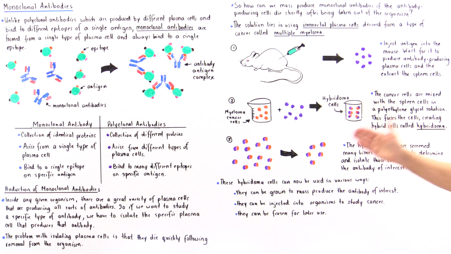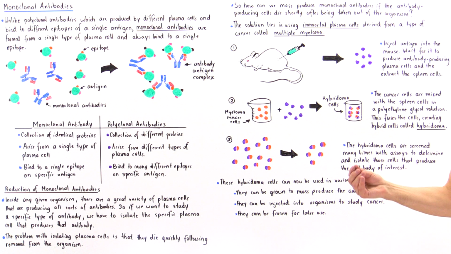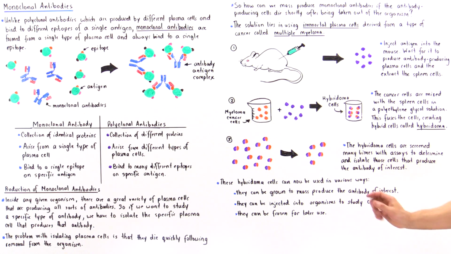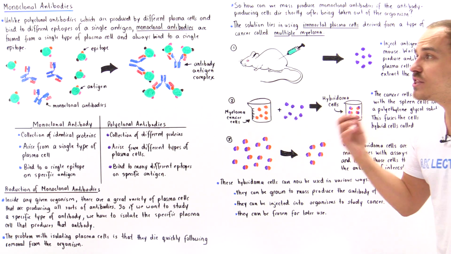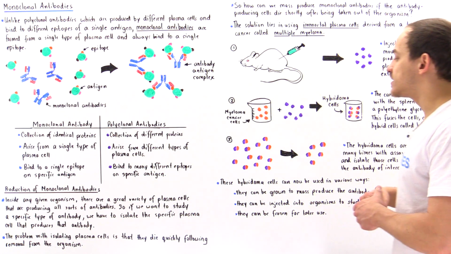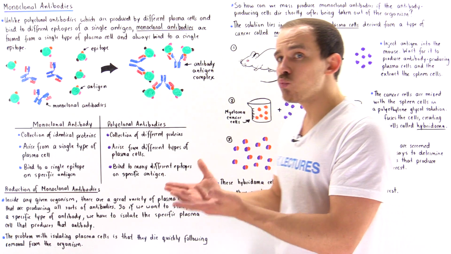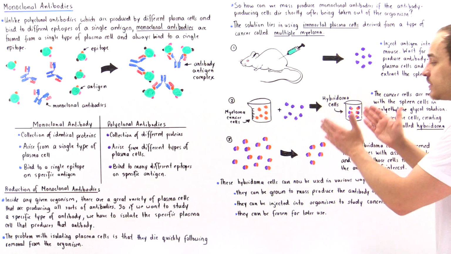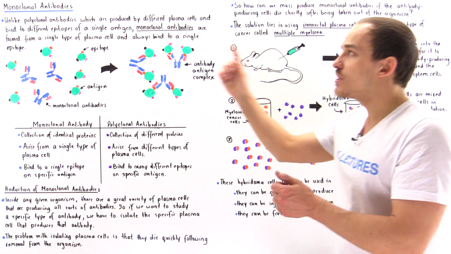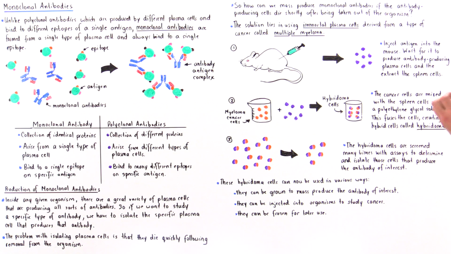And so in the next step, in step 3, we want to take these hybridoma cells and screen them many times with different types of assays to determine and isolate those plasma cells that produce that particular type of antibody that we want to study. So we remove all those cancer plasma cells that we don't want to study, and we only keep the plasma cells that produce that monoclonal antibody that we want to study.